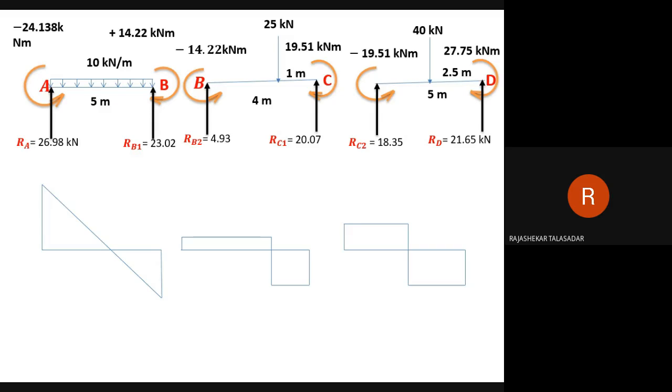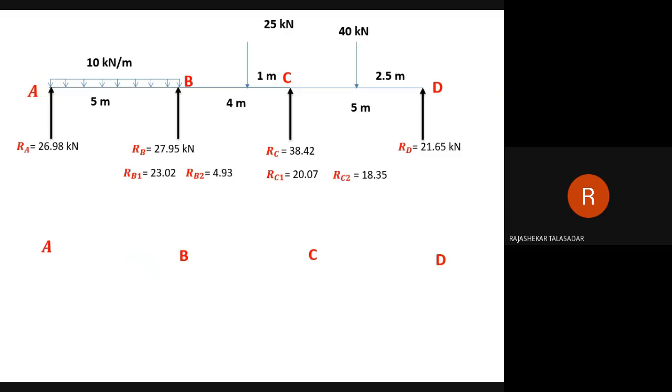Similarly with the next span. Now I will show what happens if you club the spans. RB1 and RB2, if you add these two, it becomes net RB, 27.95. RC1 and RC2, if you add, you get net RC, 38.42. RA is single, RD is single. Now listen to how to draw this. This is the baseline you have to draw. Mark A, B, C, D on that. First at A, plus 26.98 up.